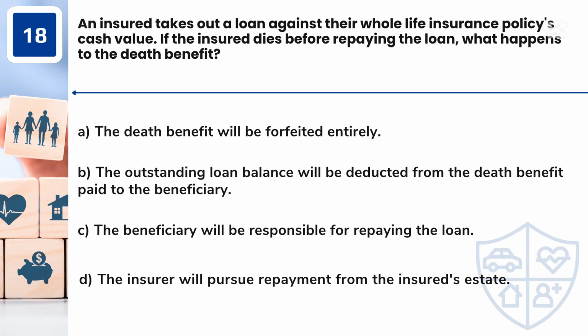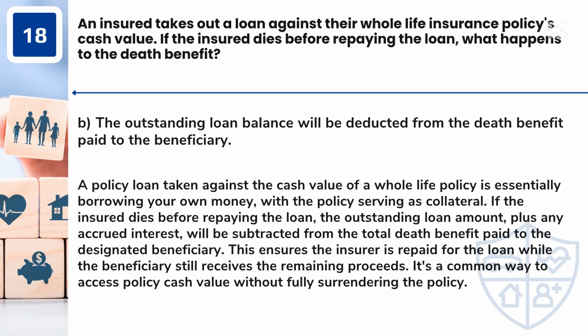Question 18. An insured takes out a loan against their whole life insurance policy's cash value. If the insured dies before repaying the loan, what happens to the death benefit? A. The death benefit will be forfeited entirely. B. The outstanding loan balance will be deducted from the death benefit paid to the beneficiary. C. The beneficiary will be responsible for repaying the loan. D. The insurer will pursue repayment from the insured's estate.